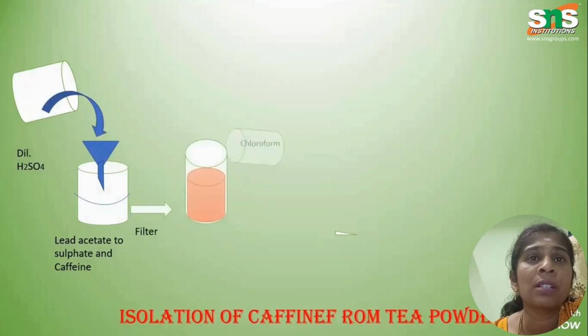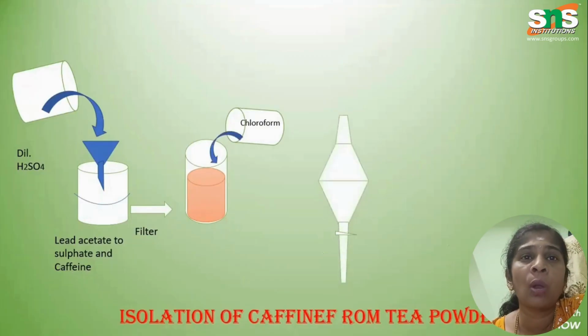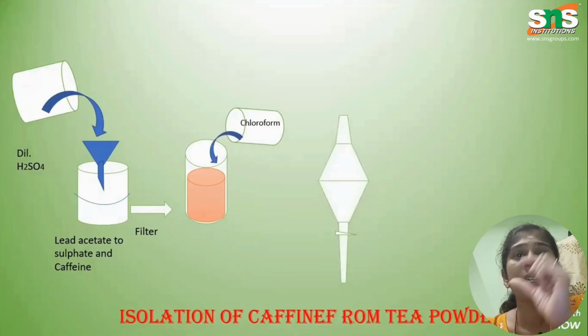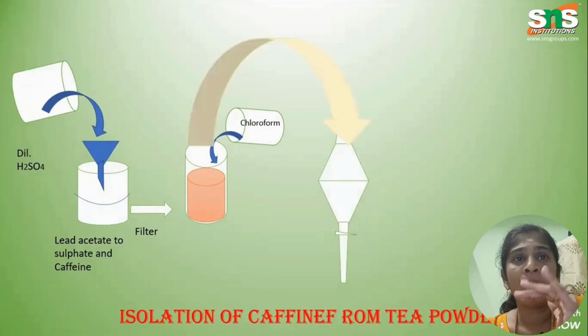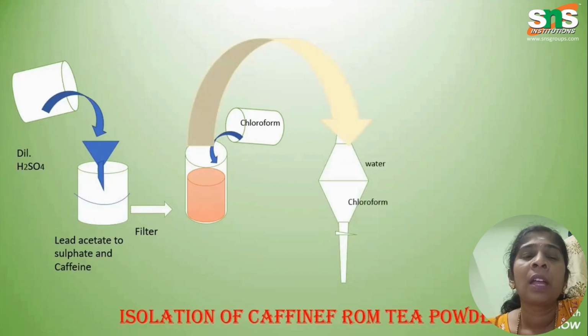Next is liquid extraction. The solution is transferred into a separating funnel. An organic solvent such as chloroform is added. The funnel is shaken gently and allowed to stand until two clear layers form. Caffeine preferentially moves into the organic layer.